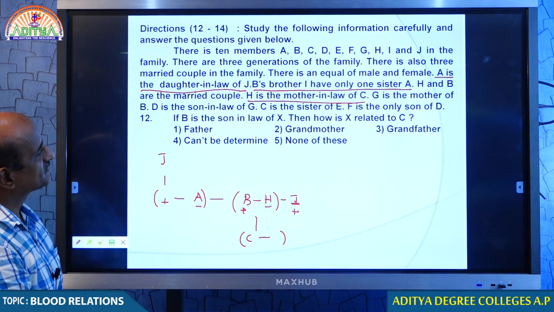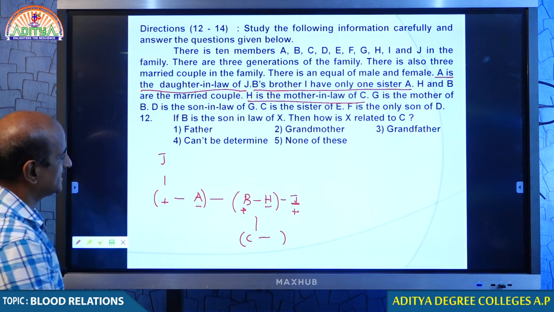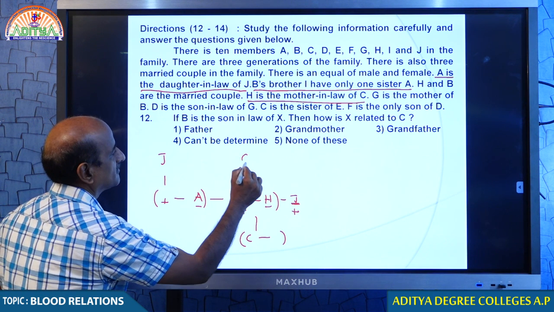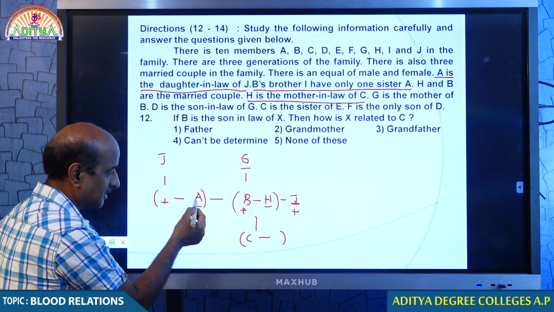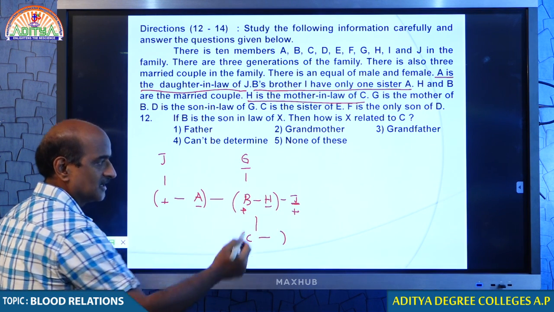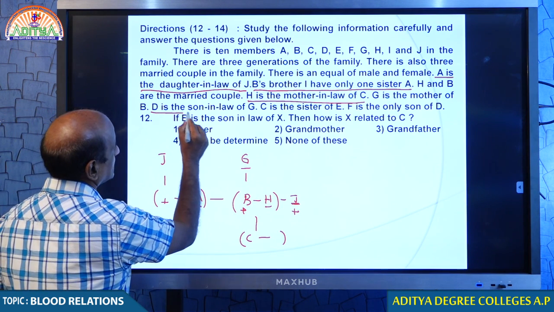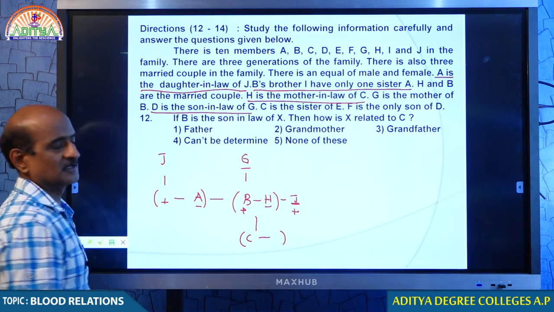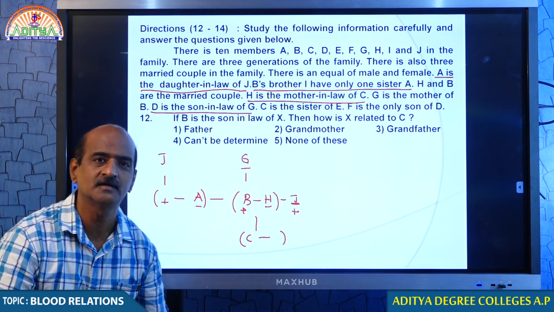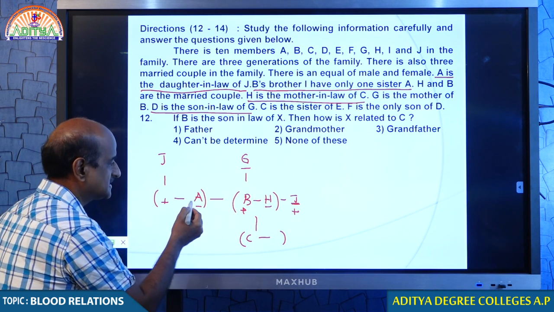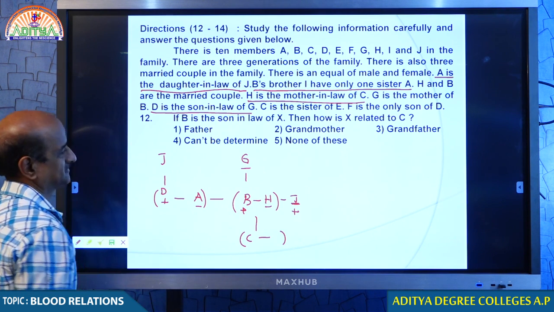Then, students, G is mother of B. Mother means G is mother of not only B but also A and also I. Okay. D is the son-in-law of G. Son-in-law means husband of daughter. G's daughter is A and hence D is son-in-law.